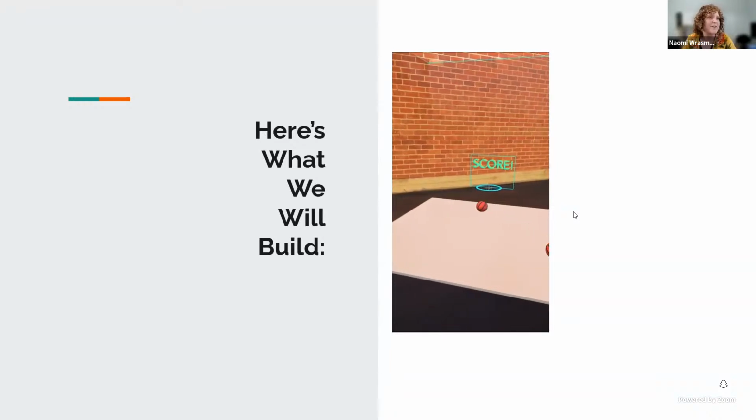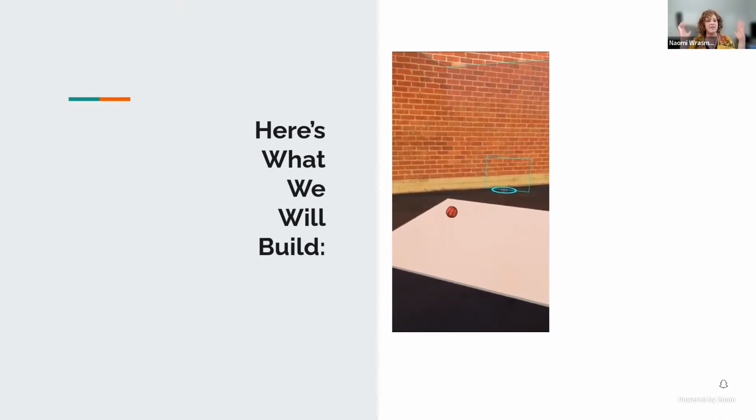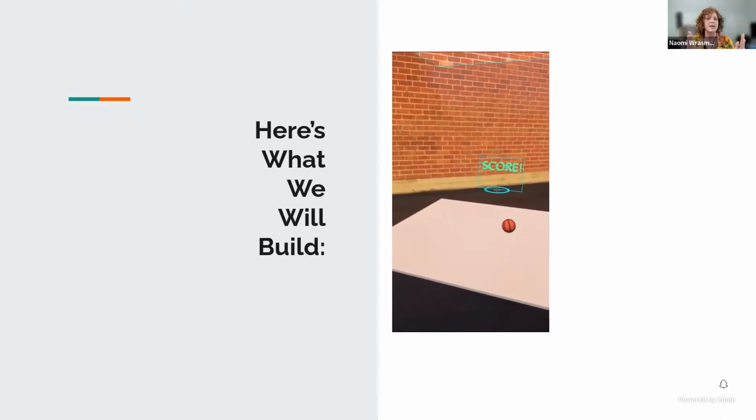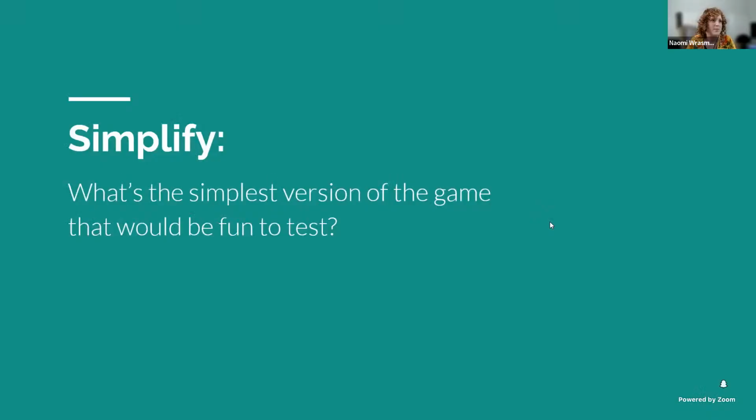But again, for anybody who missed it, here's what we're going to build. We're starting off with our main idea of basketball, and we're going to pare that down to a testable prototype. That's the first thing we want to think about today, is simplification. What is the simplest version of the game that would be fun to test? If we take the idea of basketball, that could be a fully fledged, photorealistic, co-located game that has fouls using body tracking and stuff.